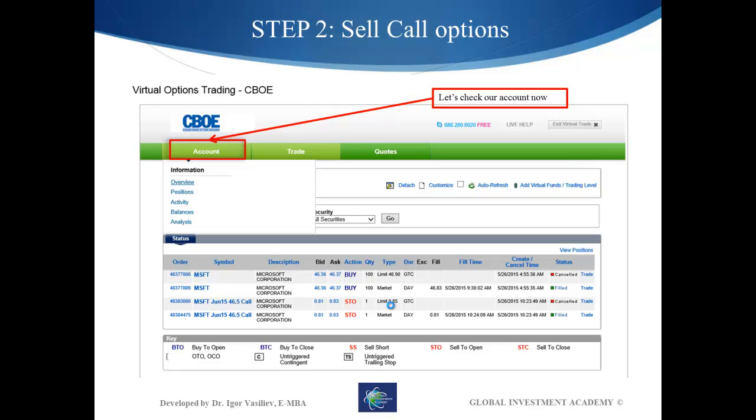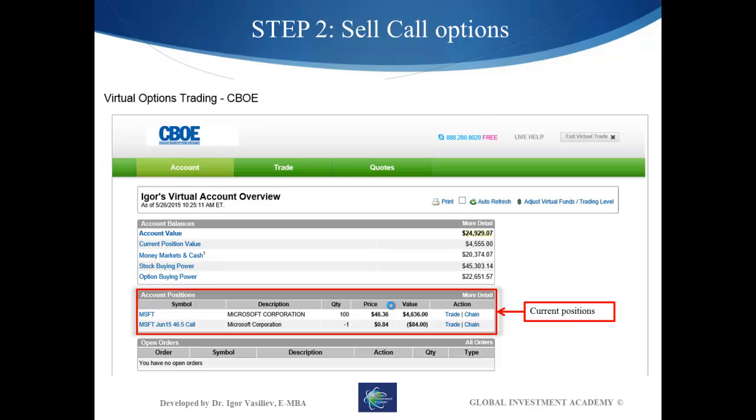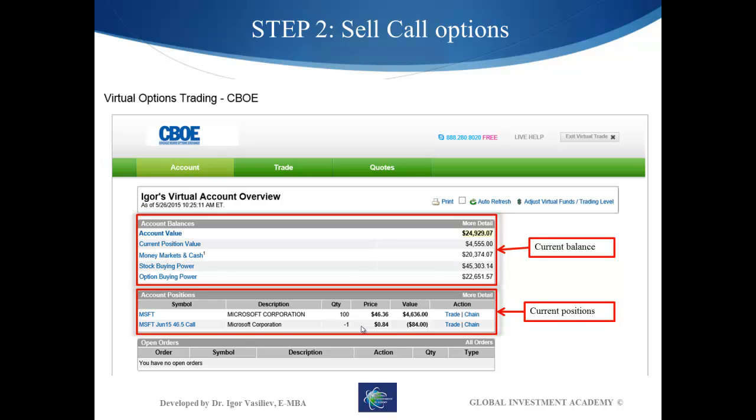Okay, let's check our account right now. So what we see, overview, that's what we can see. So we bought shares of Microsoft and we rented them. So that's what was happening. If we're going to close this position, we have to pay $84 for that price, and same with Microsoft. If we sell it, we get $4,636 right now. And we can see the current balance has changed. So we have current position value $4,555. So it changes. Now we have some positions here.